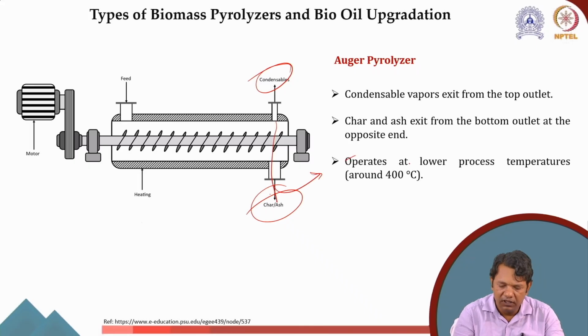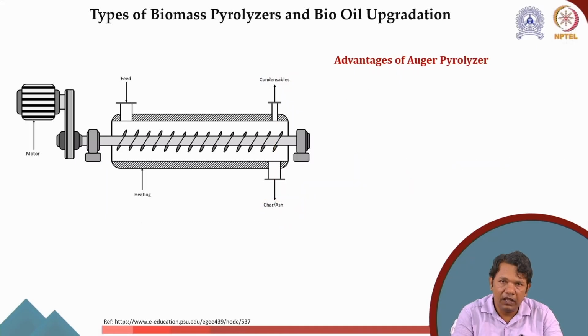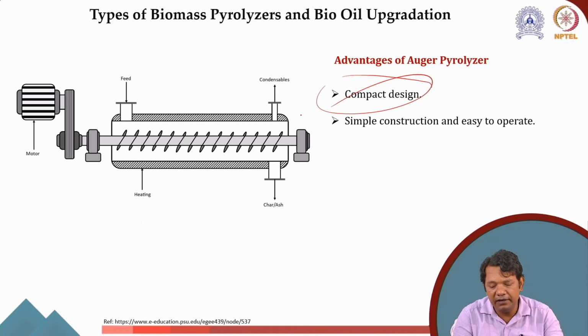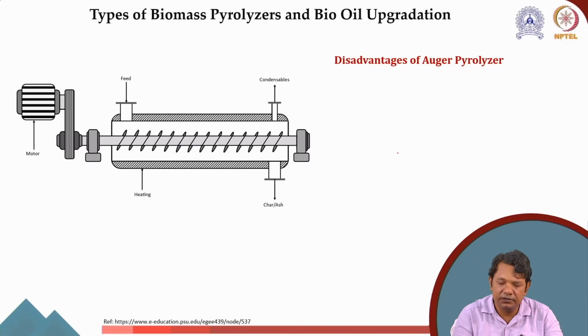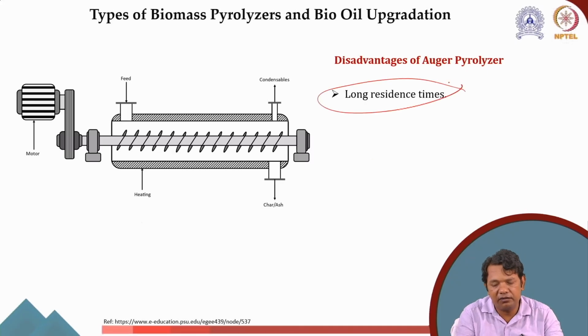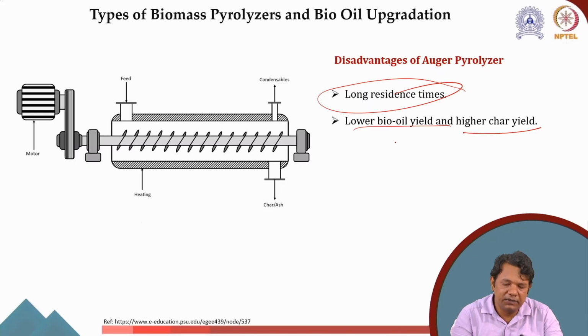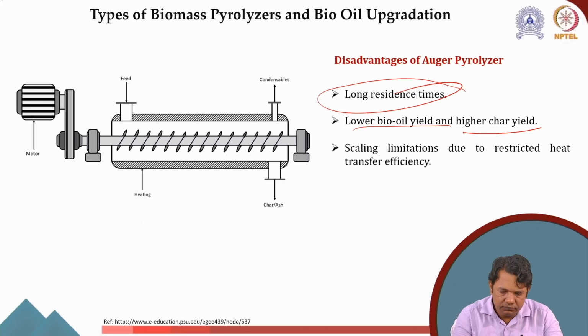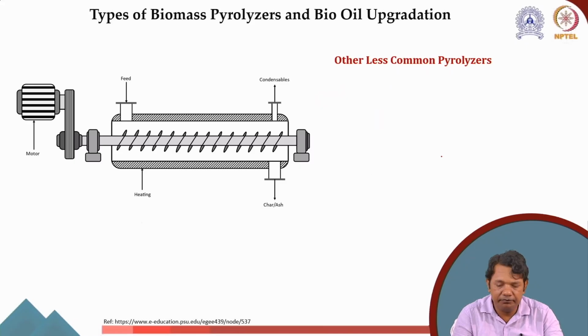Okay, it operates at low process temperature, around 400 degrees Celsius. Now the major advantage here is that it can be a continuous process, it has a compact design, simple construction and is easy to operate. But the disadvantage is it requires long residence time, so the movement is very slow. The lower bio oil yield and higher char yield, because it is a slow process, so the more the residence time, the more is the char yield. Okay. Now, scaling limitations due to restricted heat transfer efficiency.